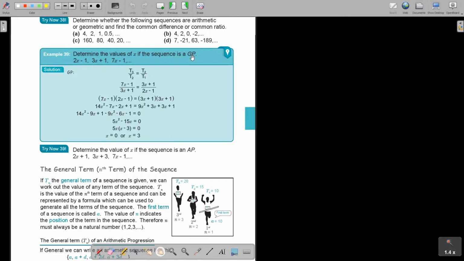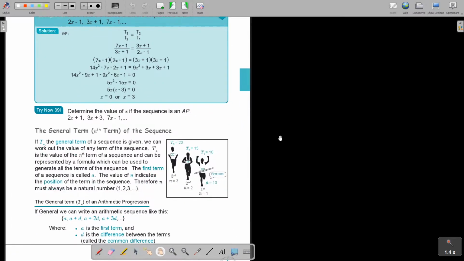Then they will tell you it's a GP, so then you start with the formula for the test of a GP, and it's just algebra. We have one term equal to one term, you cross multiply, it's an equation, you factorize it, common factor, and you get your values.